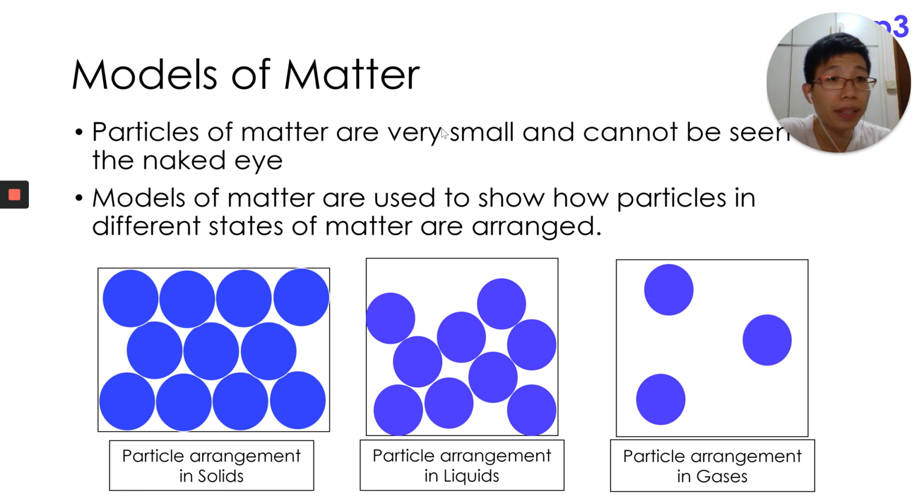Particles of metal are very, very small, and we cannot see them with our naked eyes. That's why we need some model to show how these particles are arranged in different states, similar to the cell model also. The models are just created for us to understand, study, and learn the properties of solid, liquid, and gas. So models just help us to learn something. Let's move on to the next part.